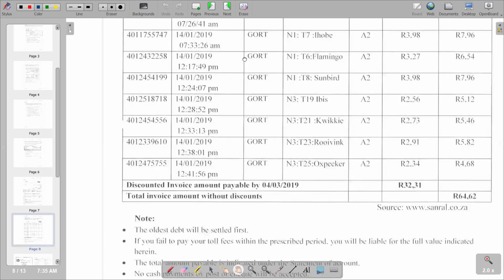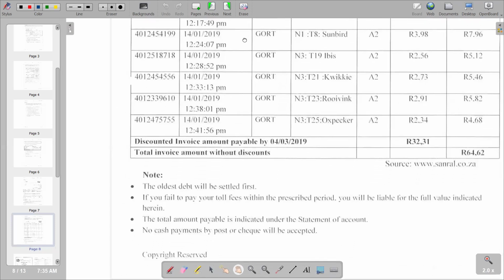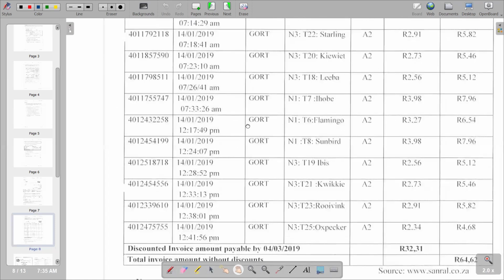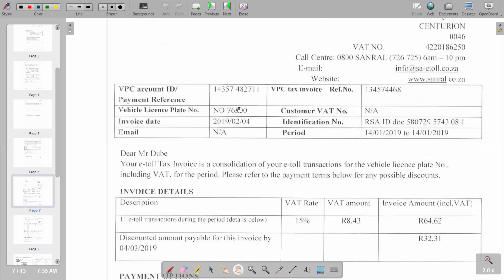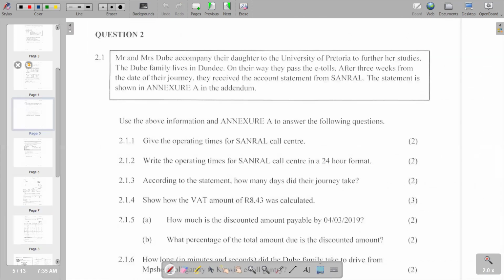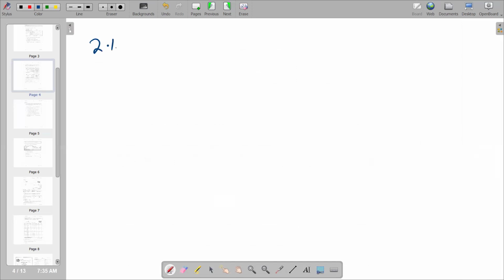So our first question needs us to identify operating times. So obviously that is information that is given at the beginning of the annexure. So let's just refer back and see. We have it mentioned here as 6 a.m. to 10 p.m. So we have that, and then we can just refer back in terms of our question. And we are saying it's 2.1.1, and we have identified 6 a.m. to 10 p.m.